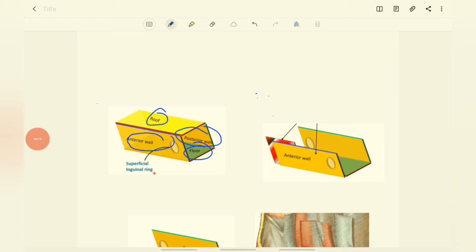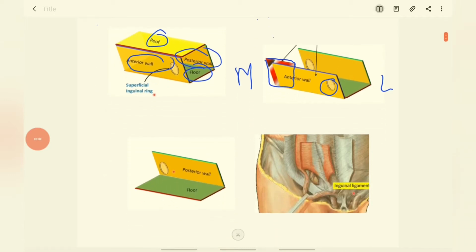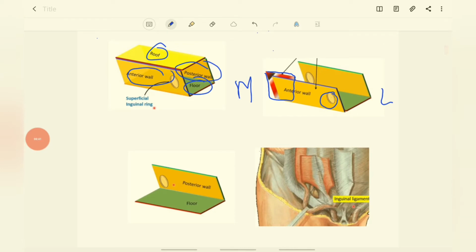For the anterior wall, this is the lateral side and this is the medial side. On the lateral side we have the superficial ring, and this anterior wall is made up of the external spermatic fascia. On the medial side, this part of the anterior wall is made of some of the internal oblique muscle. The posterior wall is made up of the transversalis fascia, this much.